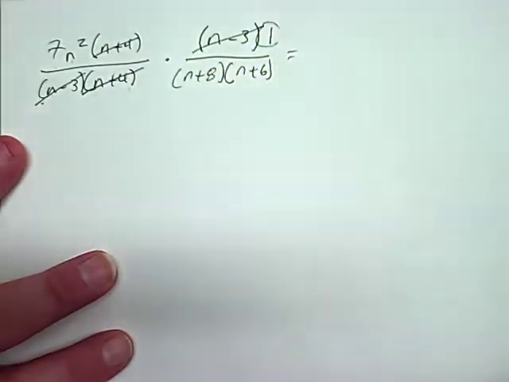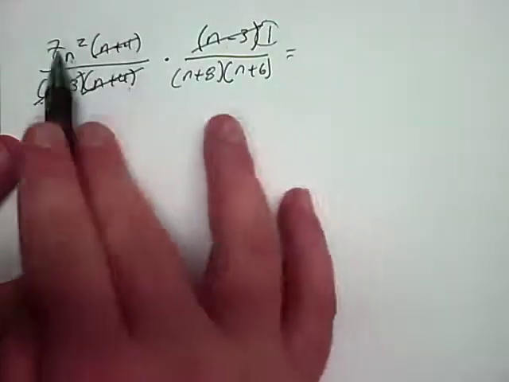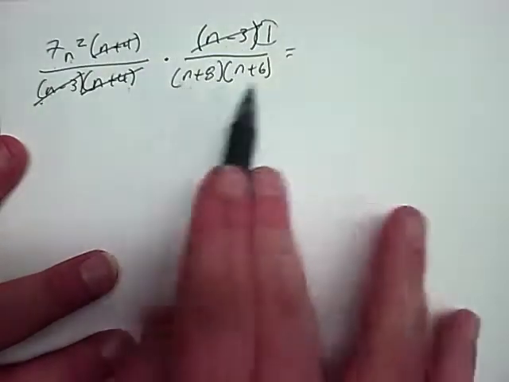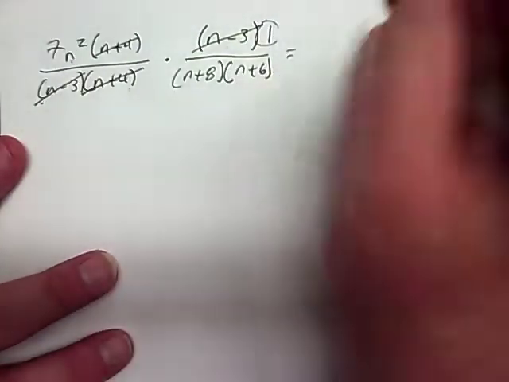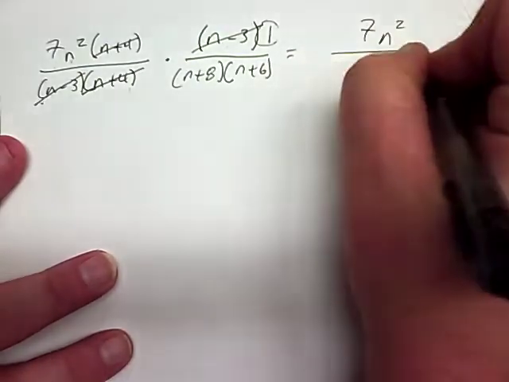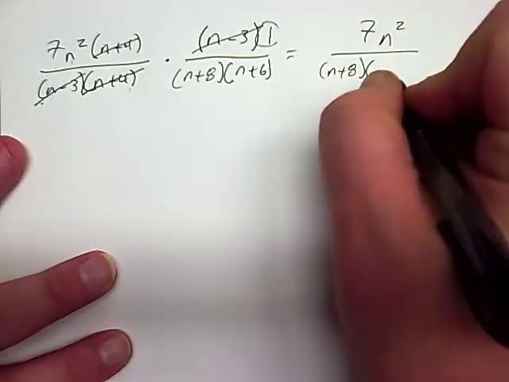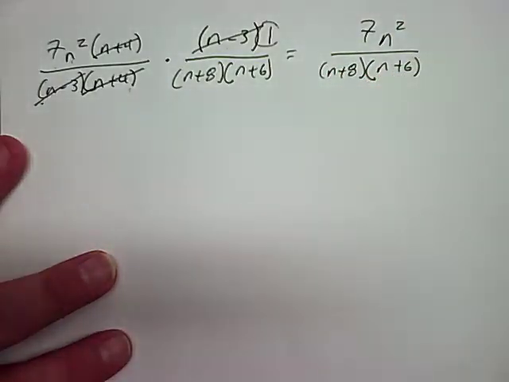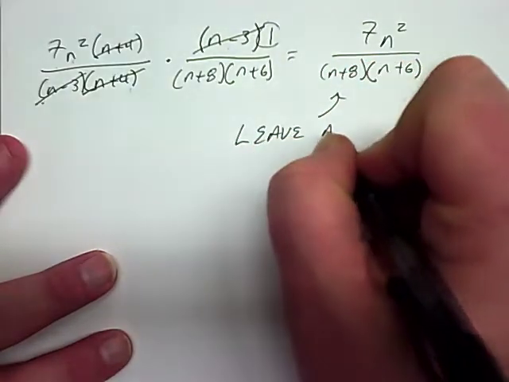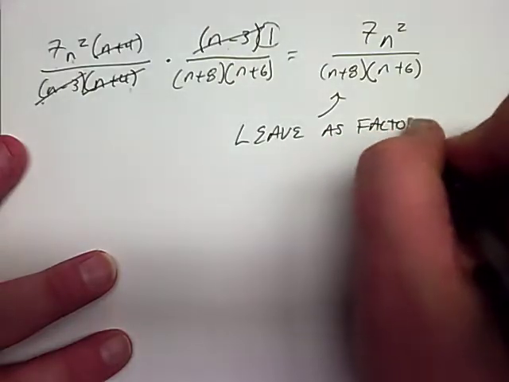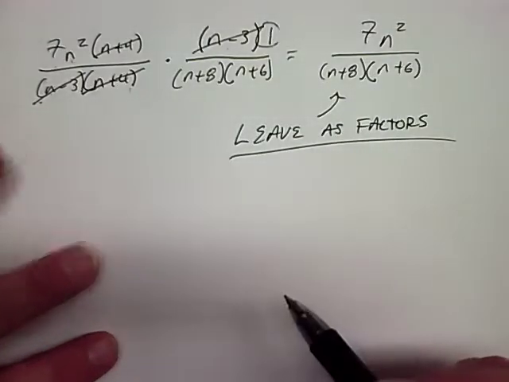So now whenever I go to simplify, since I'm done canceling, there's no n plus 8, and there's no n plus 6, there's no 7, and there's no n down here. So now 7n squared times 1 is 7n squared. And then the denominator, I have an n plus 8 and an n plus 6. And just note, I'm going to leave them as factors. There's no sense in multiplying the denominator out. That's just extra work that I don't want to do.